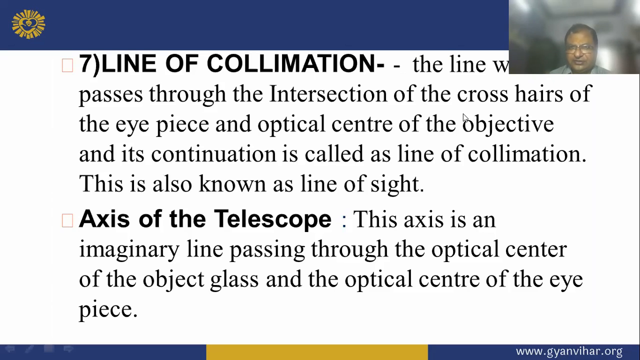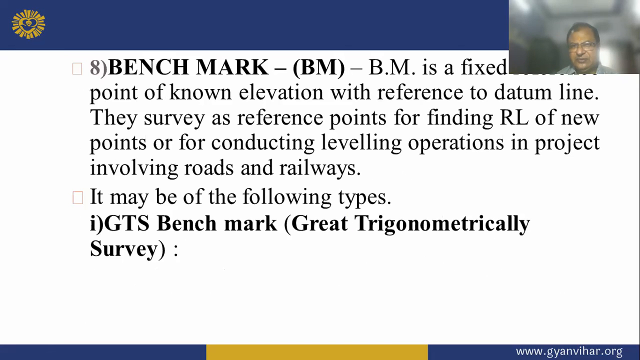Now the line of collimation. The line which passes through the intersection of the cross hairs of the eyepiece and the optical center of the objective is called the line of collimation, and this is also known as the line of sight. Next, the axis of the telescope: this is the imaginary line passing through the optical center of the object glass and the optical center of the eyepiece.